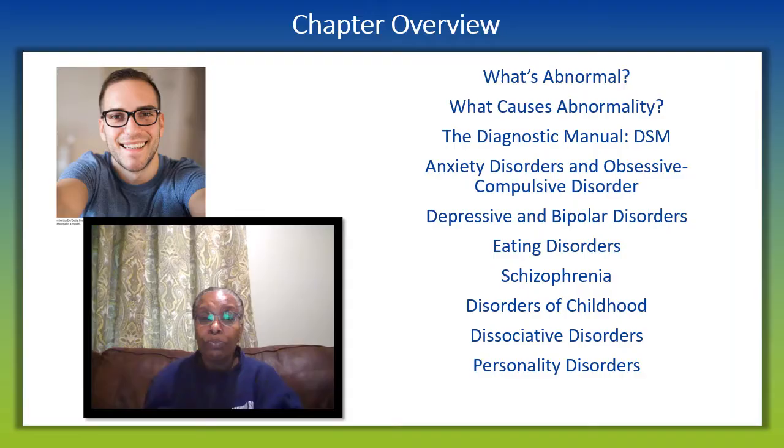Now, in this chapter, what I'm going to be doing is going over what is abnormal behavior, things that cause abnormality. I'm going to go over the Diagnostic and Statistical Manual. Then we're going to talk about anxiety disorders as well as obsessive compulsive disorders. We'll take a look at depressive and bipolar disorders as well as the eating disorders. We'll look at schizophrenia, childhood disorders, dissociative disorders, personality disorders.